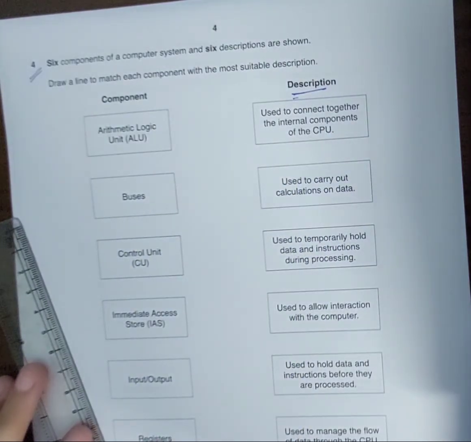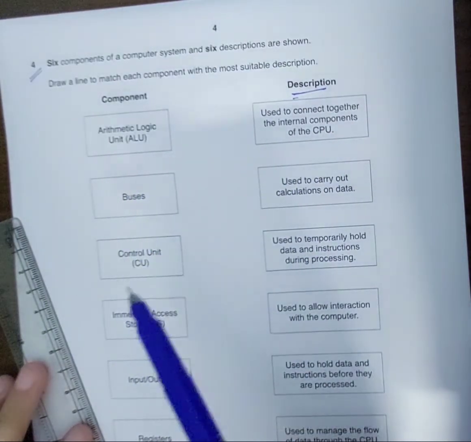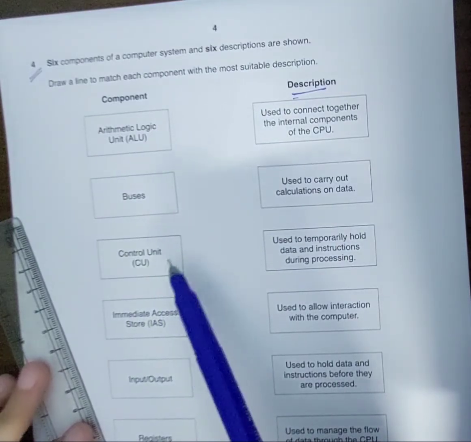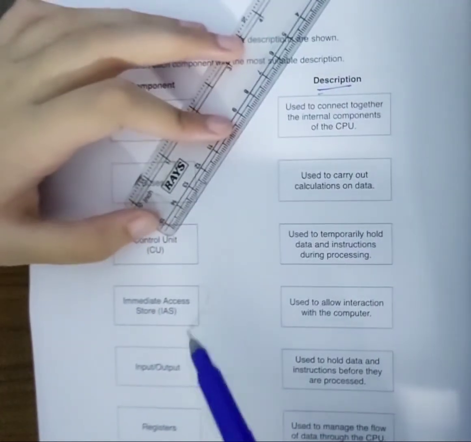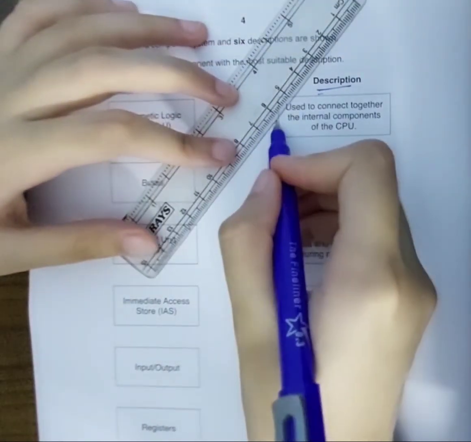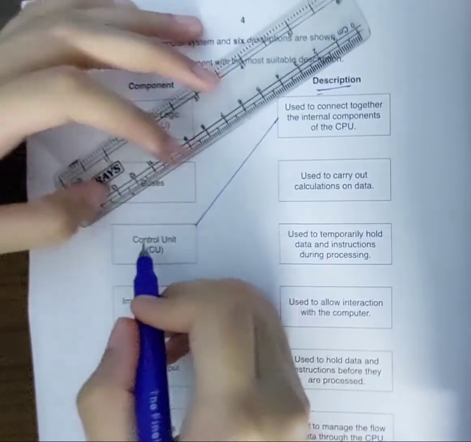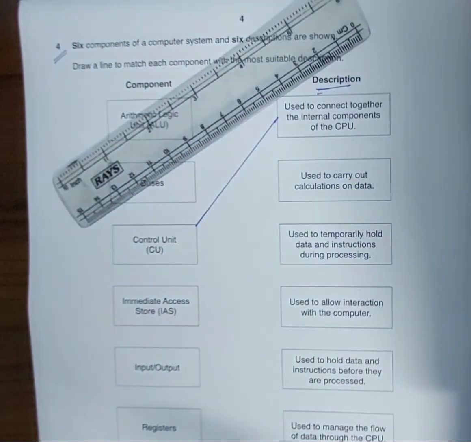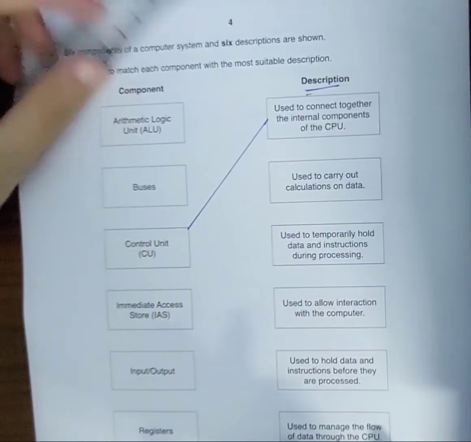So it's basically ALU? No. Control unit, yes. Control unit is actually used to connect together the internal components of the CPU. Yes, it is, because it is controlling. It is controlling those components and they're connecting together. So you can see that.